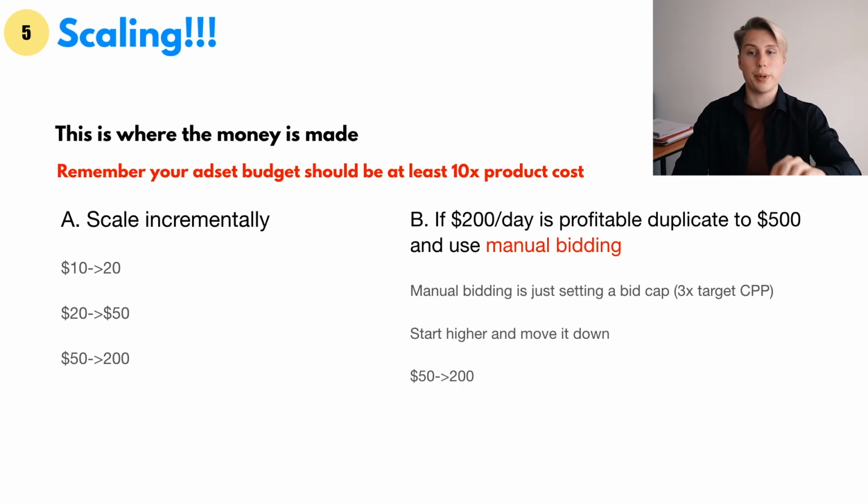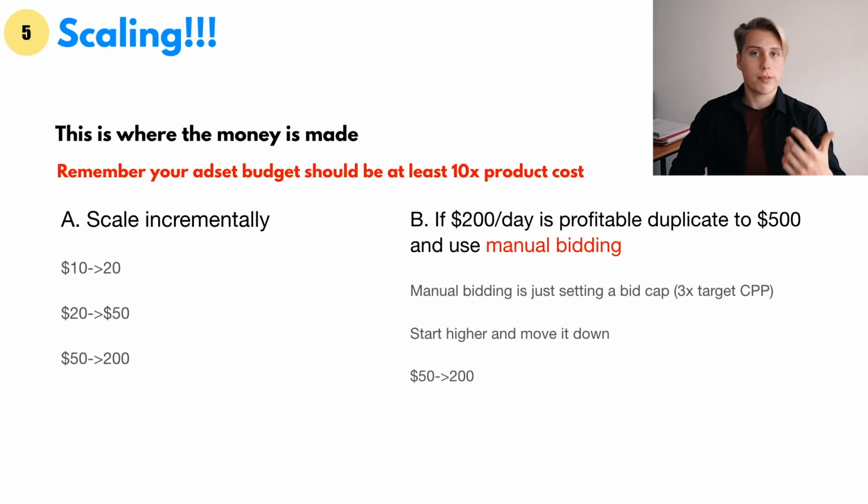Now, this is when you are really starting to get into fully optimized, fully scaling, and this is when you can get excited. Manual bidding sounds very scary and very complicated, but it essentially is just setting a maximum bid cap for a product.